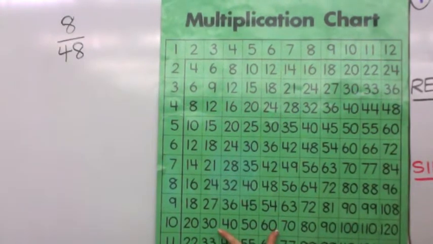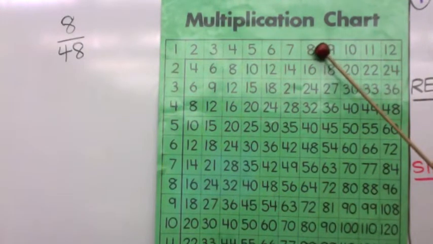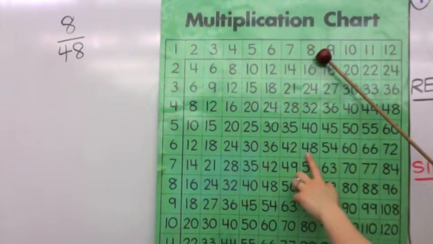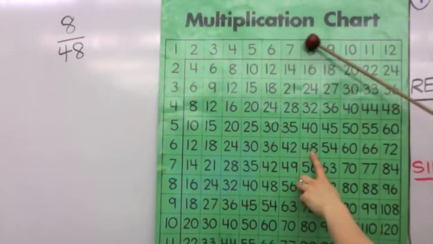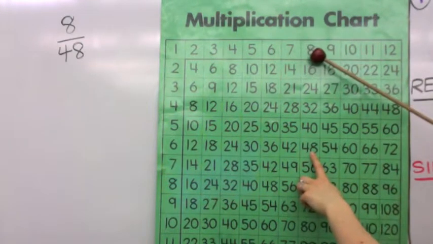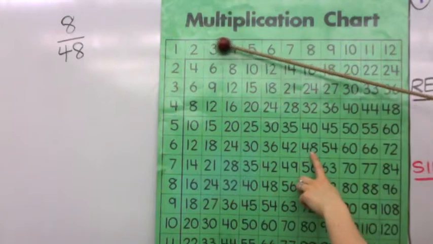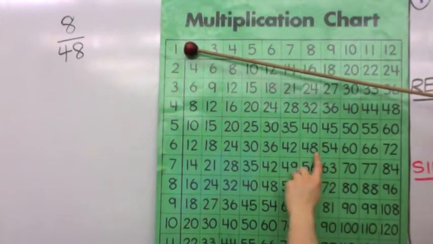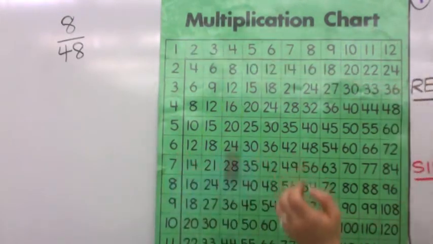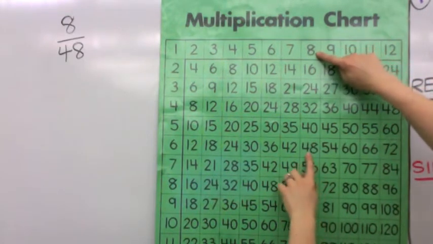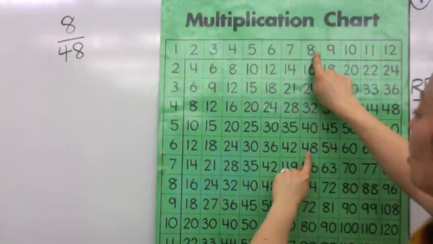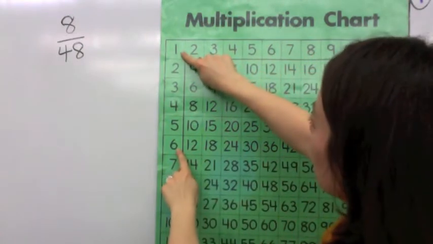Let's look at column 8. Do you see 48 in this column? It's right here, right? So 8 over 48. If the factor is 8, which means if you divide by 8, 8 divided by 8 is 1. 48 divided by 8 is 6. So by looking at 8 over 48, if you move all the way over to the left, you get 1/6.